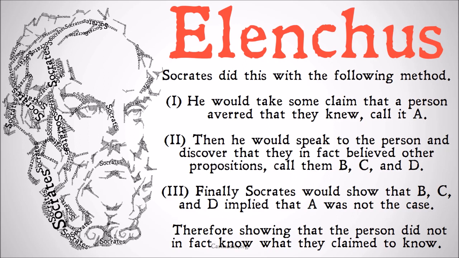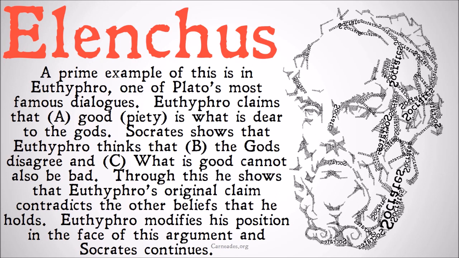Finally, Socrates would then show through the magic of philosophy that B, C, and D actually implied that A was not the case, therefore showing that the person did not in fact know what they claimed to know. And this process of taking a claim and then finding other beliefs that that person has which contradict that claim is the Elenchic method, or the Socratic method. A prime example of this is in Euthyphro, one of Plato's most famous dialogues. You can find them throughout the dialogues, but this is commonly one of the best known.